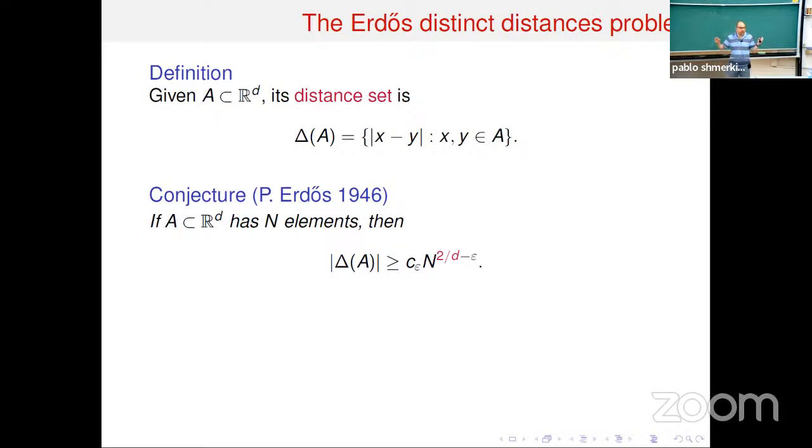By the way, here the problem is the lower bound. The upper bound is not interesting because a random set or a geometric progression spans n squared distances, because all of the distances can easily be different. So this is not the game we want to play. The question is how small the set of distances has to be.